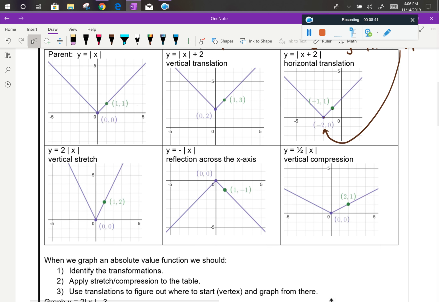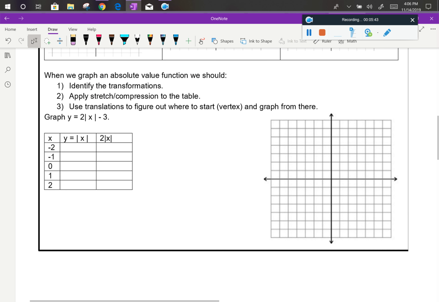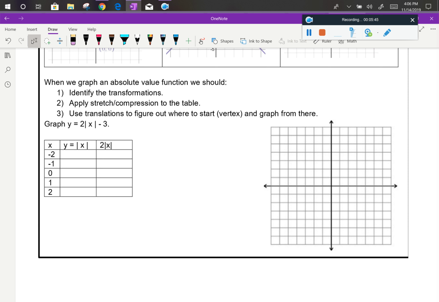All right, let's put some of this to work. When we graph with an absolute value function from now on, instead of having to plug in a zillion values, we want to work with what we call the parent function table. And we want to identify the transformations. So first of all, this little part of the table here is going to be the same for every absolute value problem.